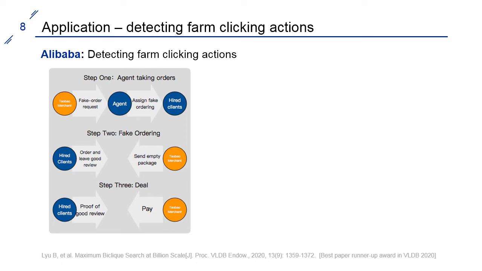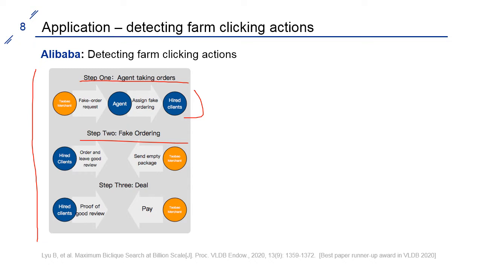The problem of maximum biclique search is driven by many real-world applications. One representative one is detecting fraud groups from click farming actions. In the Alibaba company, there is a very common scenario for click farming. Step 1, the agent takes orders. The Taobao merchants have some fake order requests, and the agent will assign fake orders to the hired clients. And step 2, the hired clients will make fake orders.